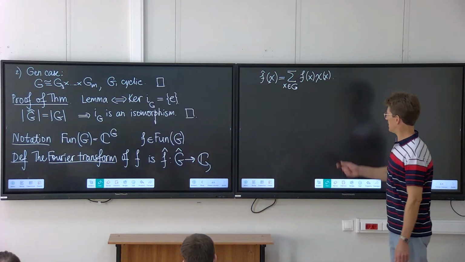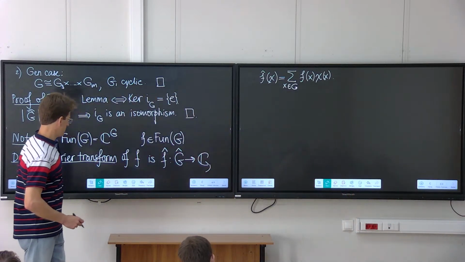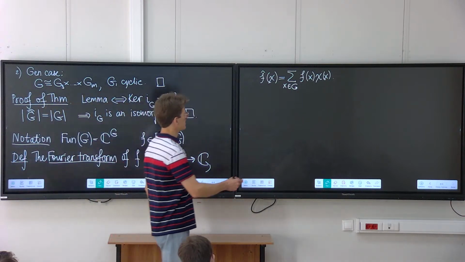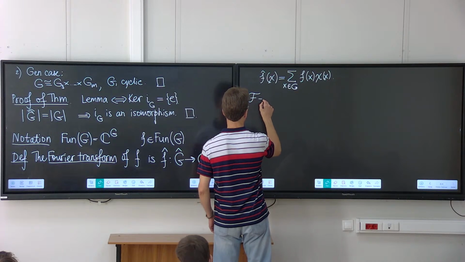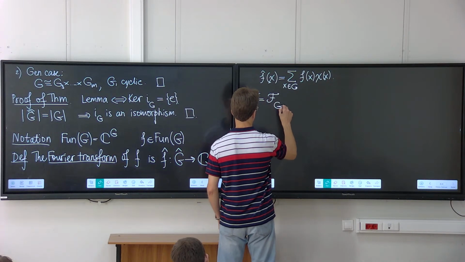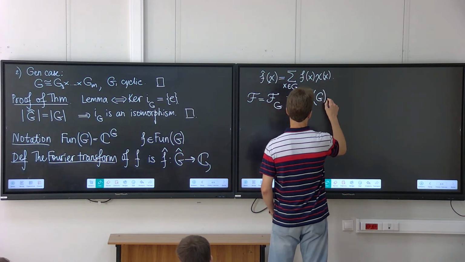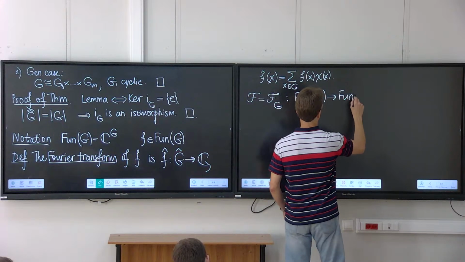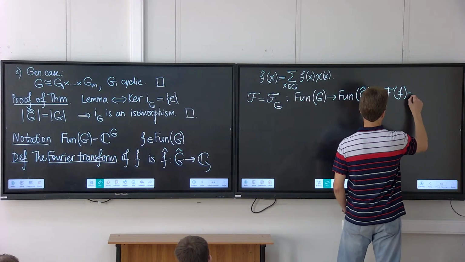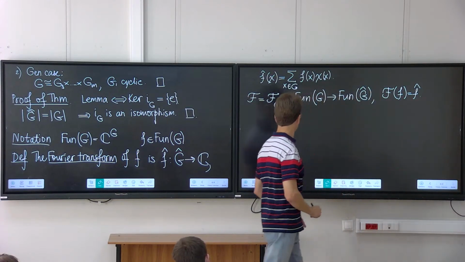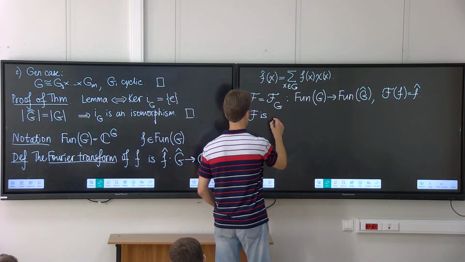Okay, so this is the Fourier transform of f. This construction makes sense for any function f on G. So as a result, we can introduce the following map, denoted by script F, which acts from the space of all functions on G to the space of functions on G hat. And this map takes every function little f to little f hat. And this map F is called the Fourier transform of G.